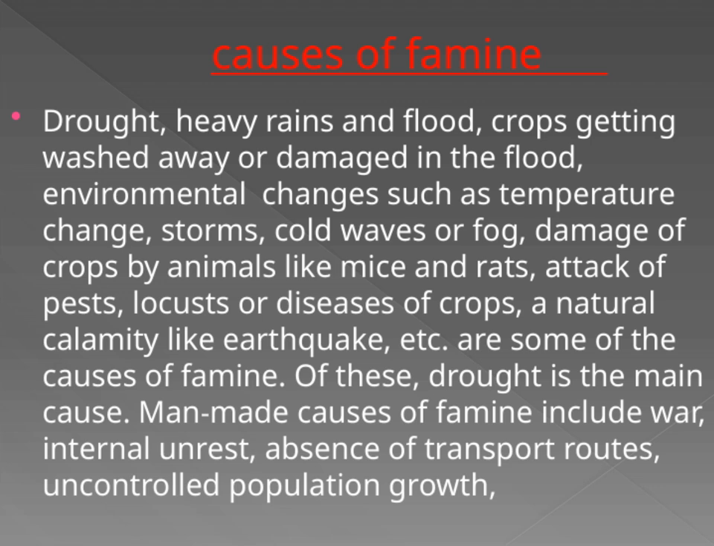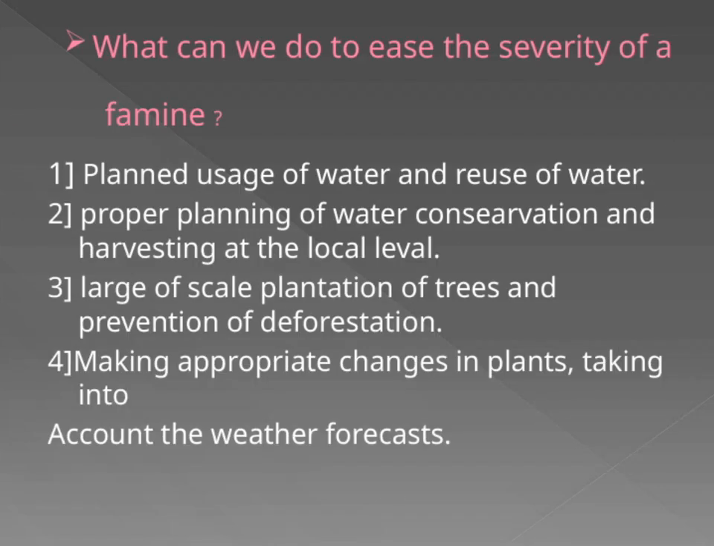Understanding these causes helps us see the complex web of factors that can lead to food crises and underscores the importance of addressing both natural and human factors to prevent famine. Let's talk about some practical ways we can address water management to help prevent severe famines. First, planned usage of water and reuse of water are crucial. By carefully managing how we use water and recycling it where possible, we can conserve this vital resource and ensure it's available when needed most.